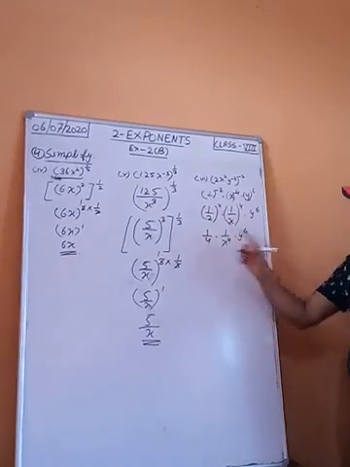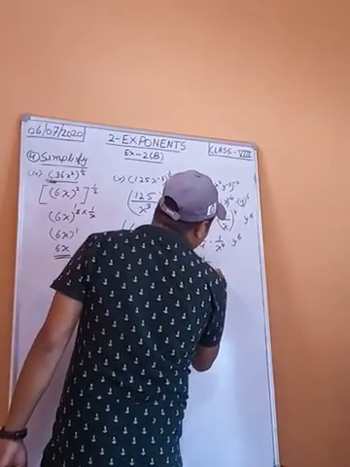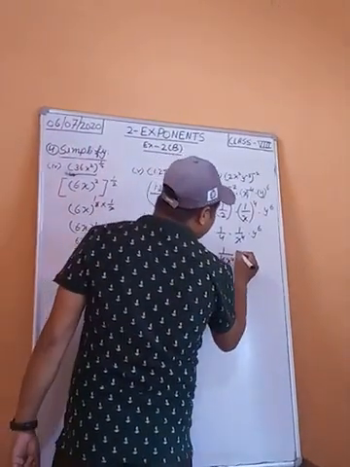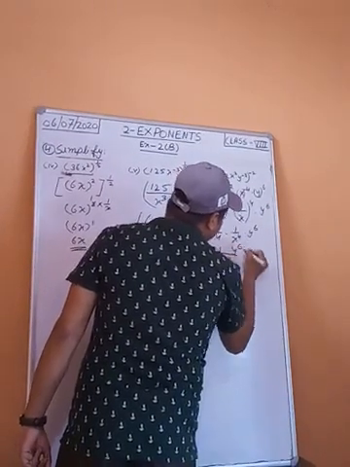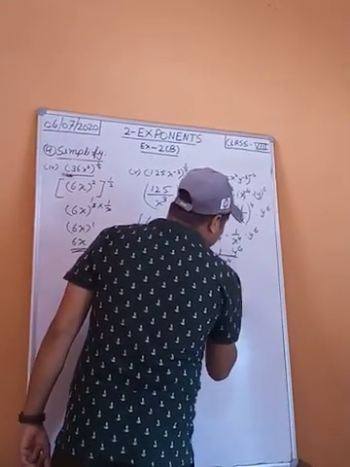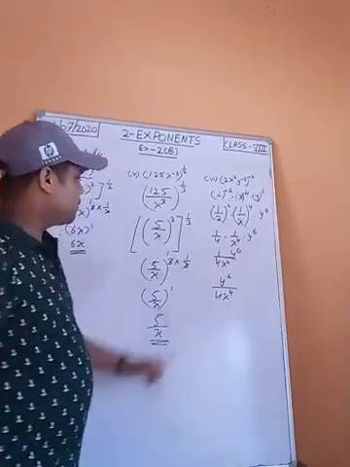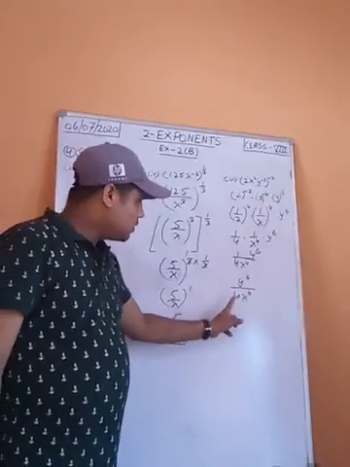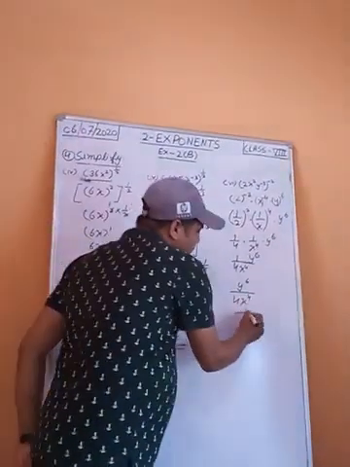Now we will do the multiplication. So it means 1 upon 4x raised to the power 4, then y raised to the power 6. Or we can write y raised to the power 6 upon 4x raised to the power 4. 1 multiplied by y raised to the power 6 means y raised to the power 6, then 4x raised to the power 4. So this will be the answer.